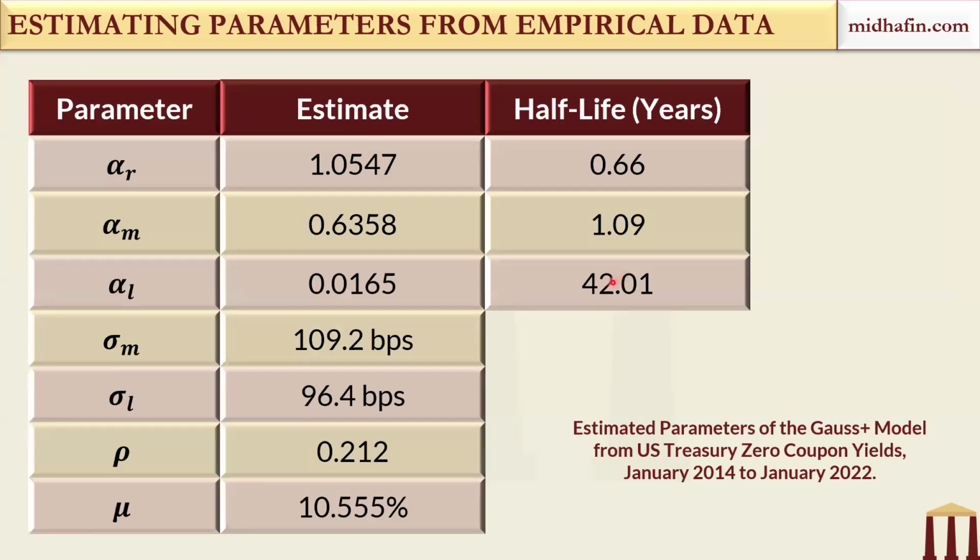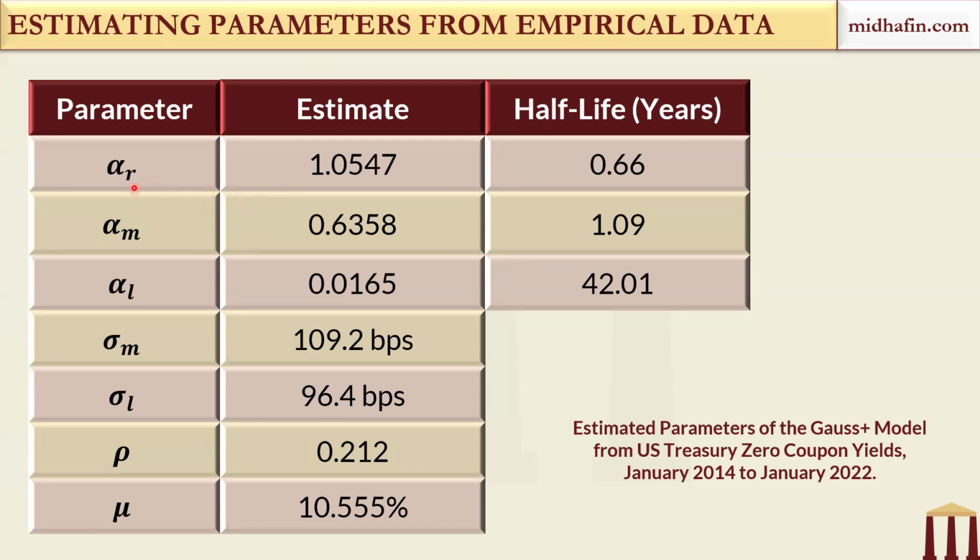And finally, we have the last slide. Following whatever steps we have seen, this table summarizes the final calibrated parameters of the Gauss plus model using US Treasury zero coupon yields from 2014 to 2022. So very intense regression was carried out and these parameters were estimated. So let's start with the mean reversion parameters. We have to interpret them.